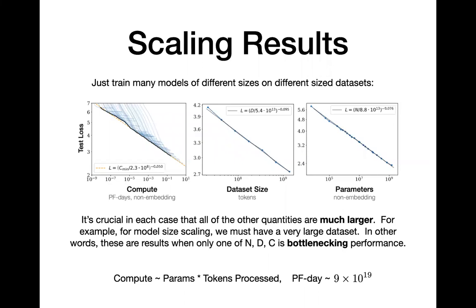I want to emphasize that in all these cases, we're not letting anything bottleneck performance other than what we're studying. With compute, we have many different model sizes, but we have plenty of data. With data set size, we have a very big model. With model size, we have plenty of data. The compute budgets here are written in petaflop days, which is about 9 times 10 to the 19 floating point operations. That's what a petaflop day is. And I personally just find it mind-boggling that we've been able to build computers so powerful that we can realistically do that many computations.